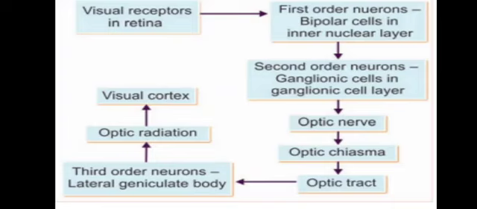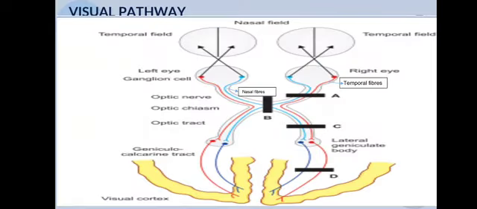So the first order neurons are the bipolar cells in the inner nuclear layer, the second order neurons are the ganglionic cells in the ganglionic cell layer, and the third order neurons are the lateral geniculate body. So this is about the visual part. And this is the visual pathway diagram.